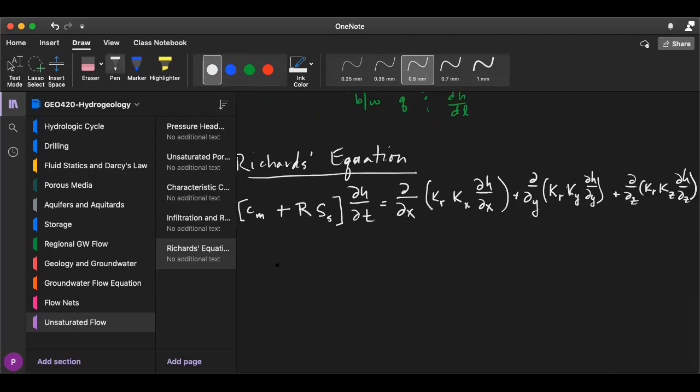All right, so here C sub m is equal to d theta sub water dH. This is basically just the slope of your characteristic curve at a given location of psi. We call it the moisture capacity. I don't know why.